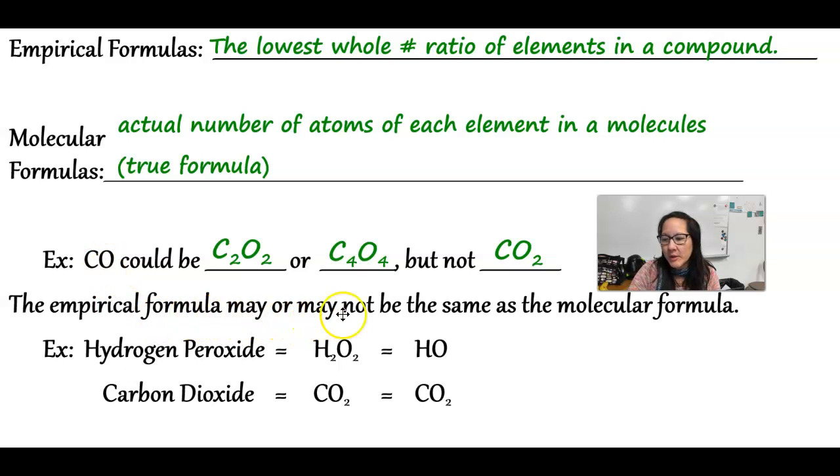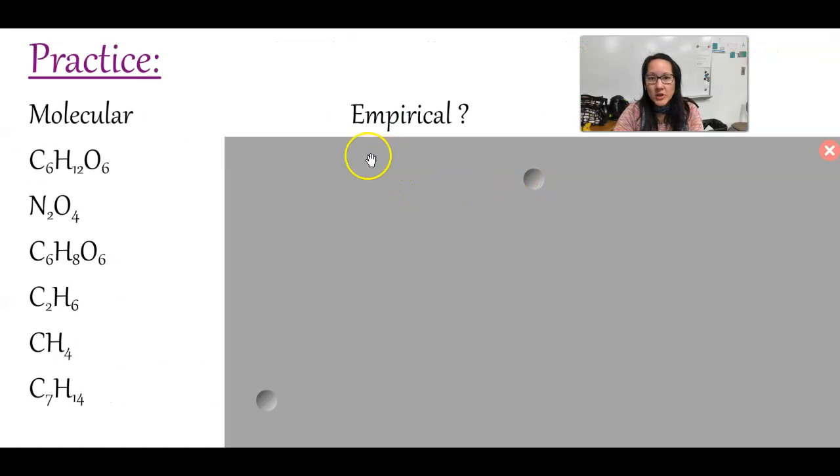So the empirical formula may or may not be the same as the molecular formula. For example, H2O2, if that's the molecular formula, then I can reduce the 2 and 2 down to 1 and 1, and I'll have the empirical formula. Carbon dioxide, CO2, you cannot reduce 1 and 2, and therefore this is also the empirical formula. So let's practice a few.